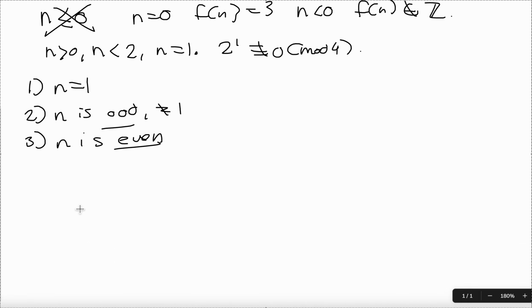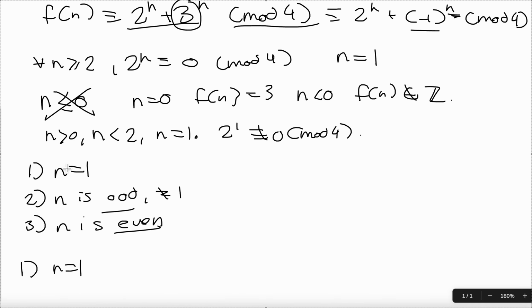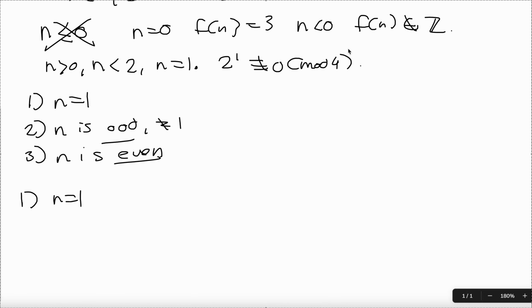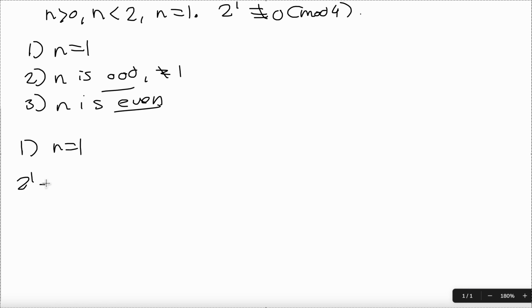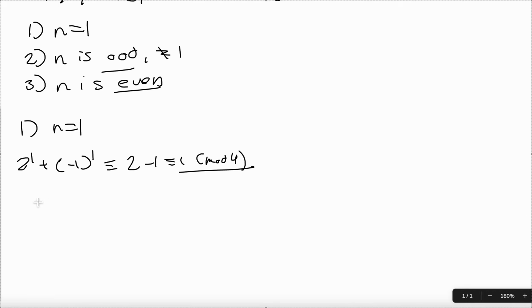And so let's just go through these cases one by one. I'm just going to start with case number 1, n equals 1. If we plug in n equals 1 to this expression, 2 to the n plus minus 1 to the n, we get 2 to the 1 plus minus 1 to the 1, which is congruent to 2 minus 1, congruent to 1 mod 4. So technically there might be a possibility that this is a perfect square, because it is congruent to 1 mod 4. So let's plug it in and test it out.